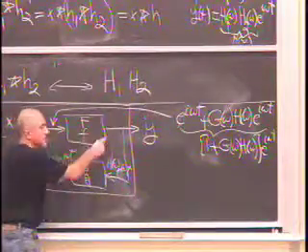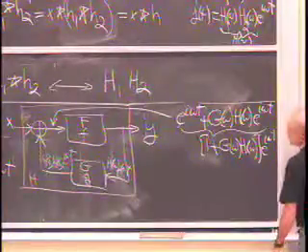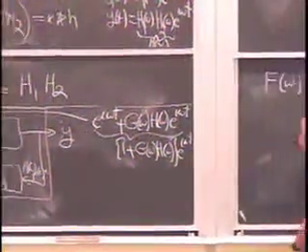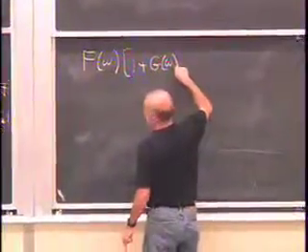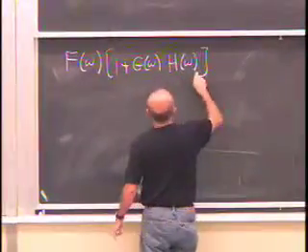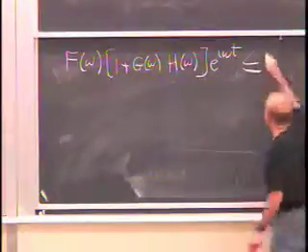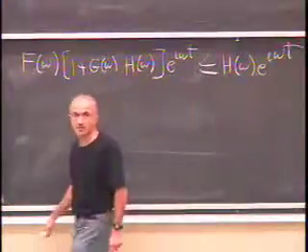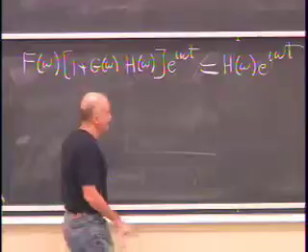When it goes through F, what comes out? F omega times 1 plus G omega H omega e to the I omega t. But that must be equal to what? H omega e to the I omega t. Because they're the same signal now. I'm in the same place. Now solve for H omega and tell me what you get.